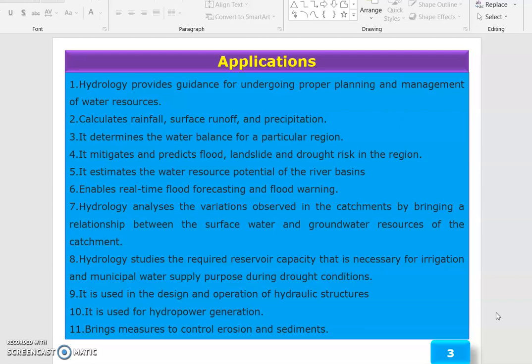rainfall, surface runoff and precipitation. It determines the water balance for a particular region. It mitigates and predicts flood, landslide, and drought risk in the region. It estimates the water resources potential of river basins, enables real-time flood forecasting and flood warning, and hydrology analysis of the variations observed in the catchment by bringing a relationship between the surface water and groundwater resources of the catchment.